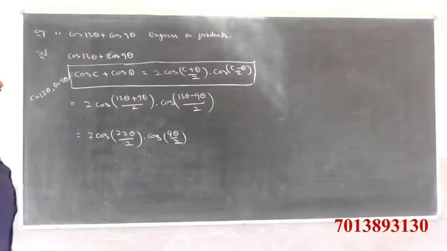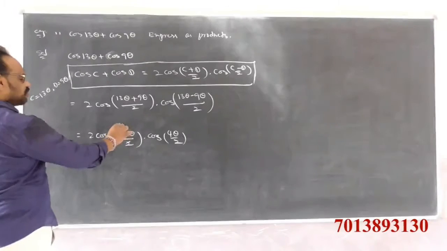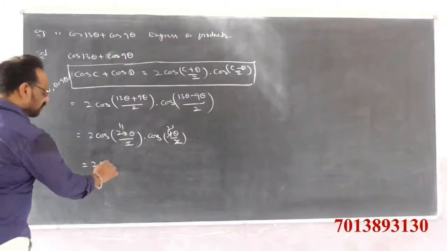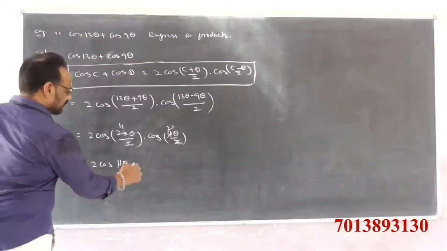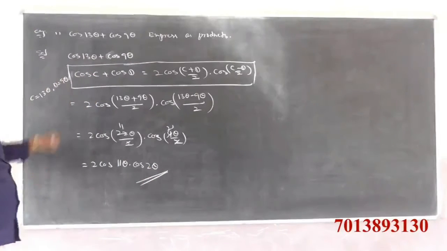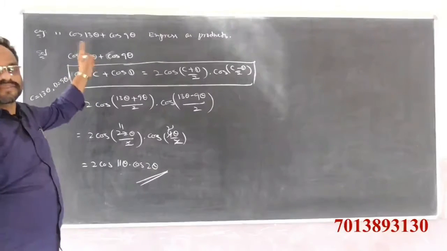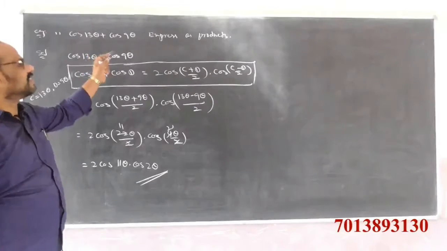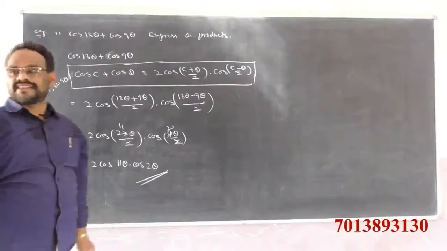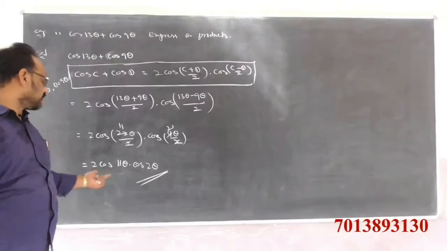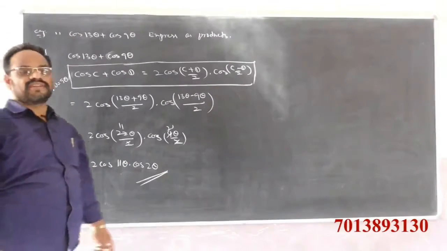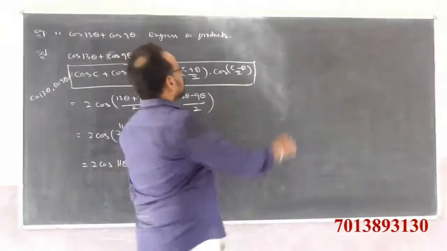22 by 2 is 11, and 4 by 2 is 2. We get 2 times cos 11 theta into cos 2 theta. This is the answer. So cos 13 theta plus cos 9 theta expressed as a product is 2 cos 11 theta into cos 2 theta.